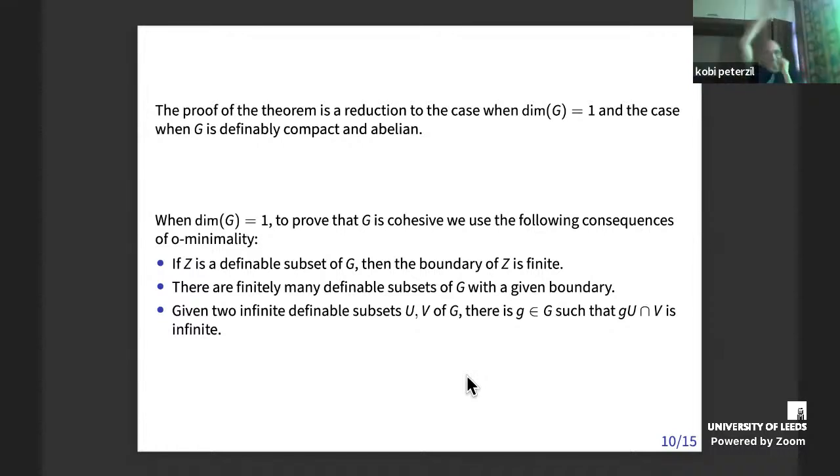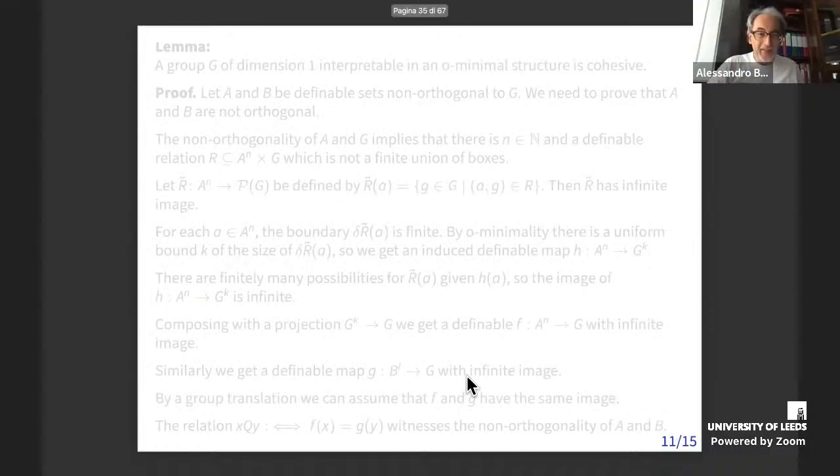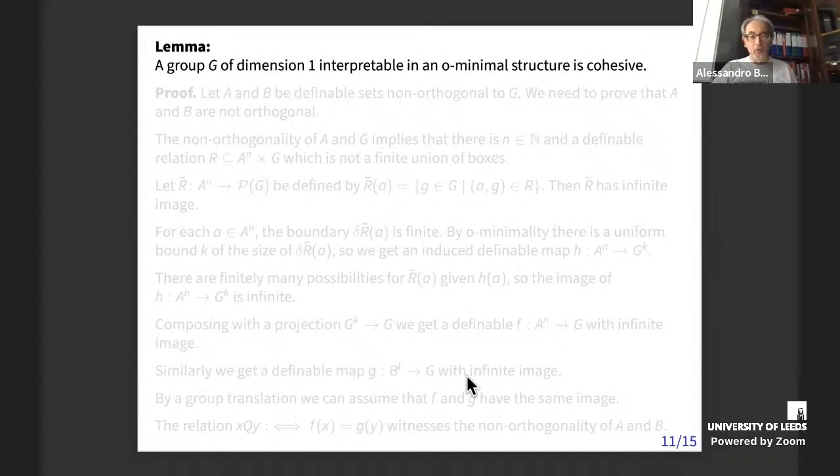Are you sure? Well, anyway, modulo this, I'm going to give a proof based on those ingredients that the group of dimension 1 is cohesive, interpretable in a minimal structure. Of course, if the minimal structure has a group operation, then the whole structure is cohesive, and everything definable in the minimal set is cohesive.